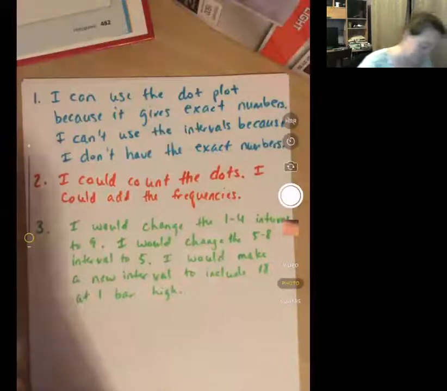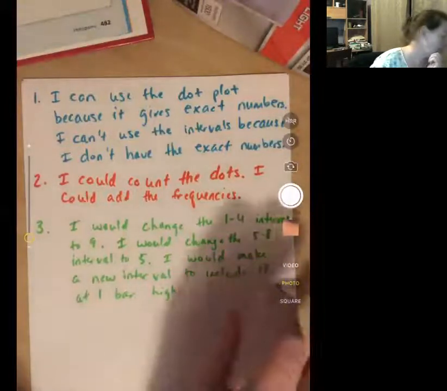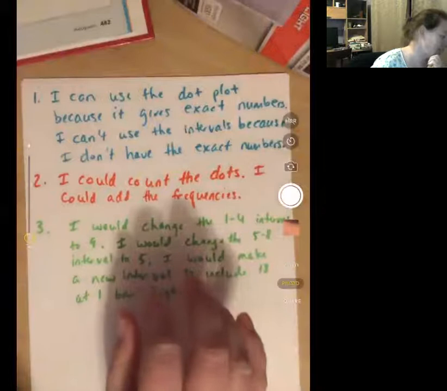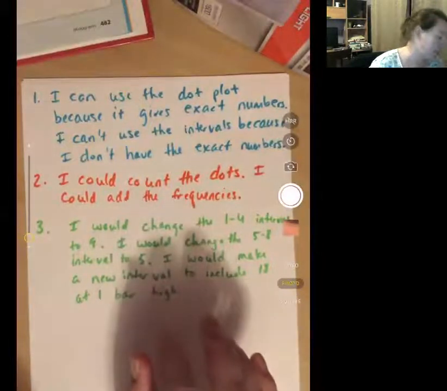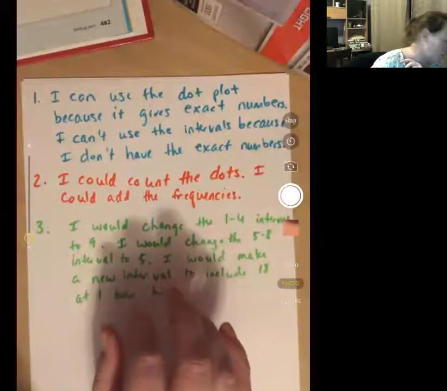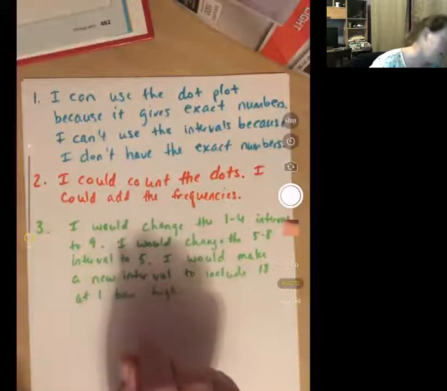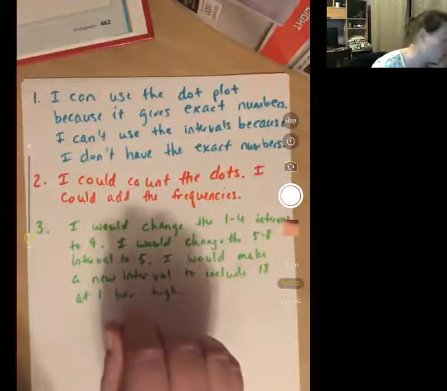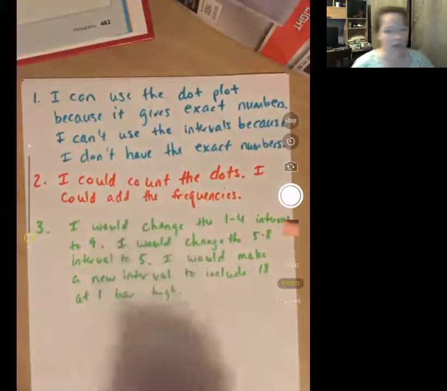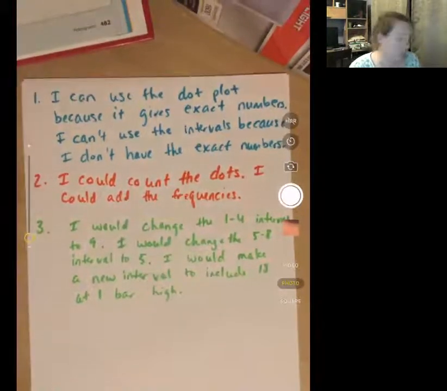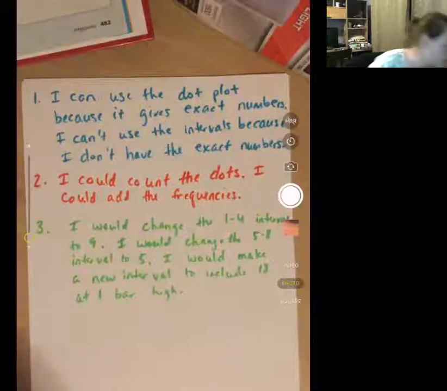Number 4. Kim has started rating each movie she sees using a scale of 1 to 10 on an online site. Here are her ratings so far. Okay, so there is a couple of ways that you can do this.